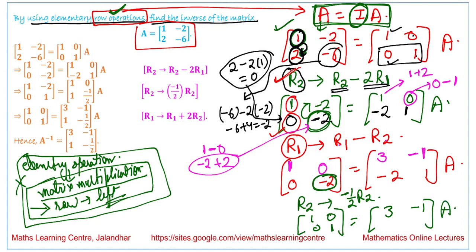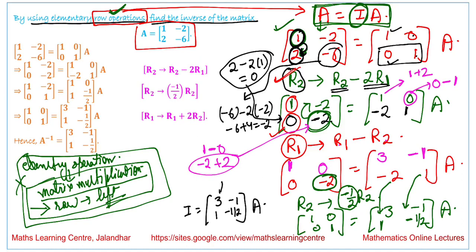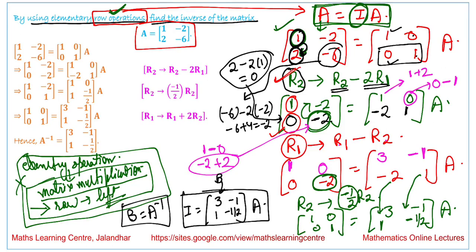It is A over here. Now we have multiplied it with minus 1 by 2, so the answer we get over here is 1, and the answer we get over here is minus 1 by 2. So what have we obtained? We have obtained the identity matrix equal to 3 minus 1, 1 minus 1 by 2, into A. This is the matrix B, and we know that I is equal to B into A, so B is equal to A inverse. So this is the inverse of the given matrix A.